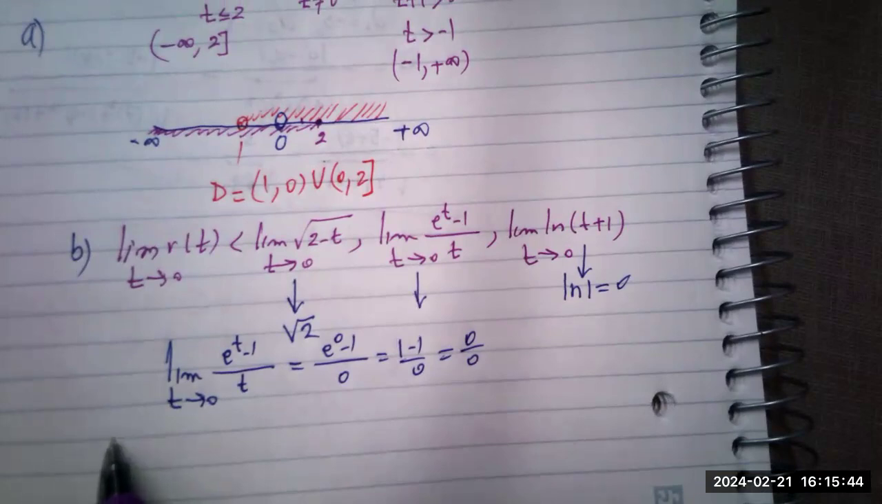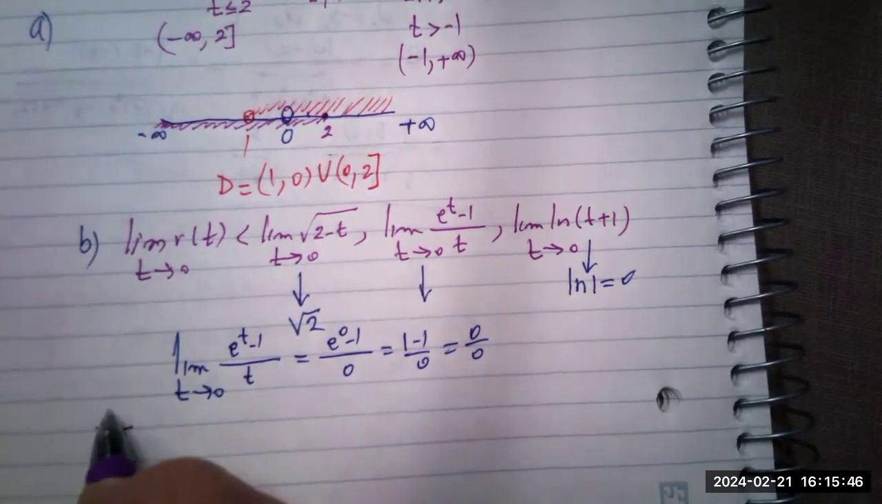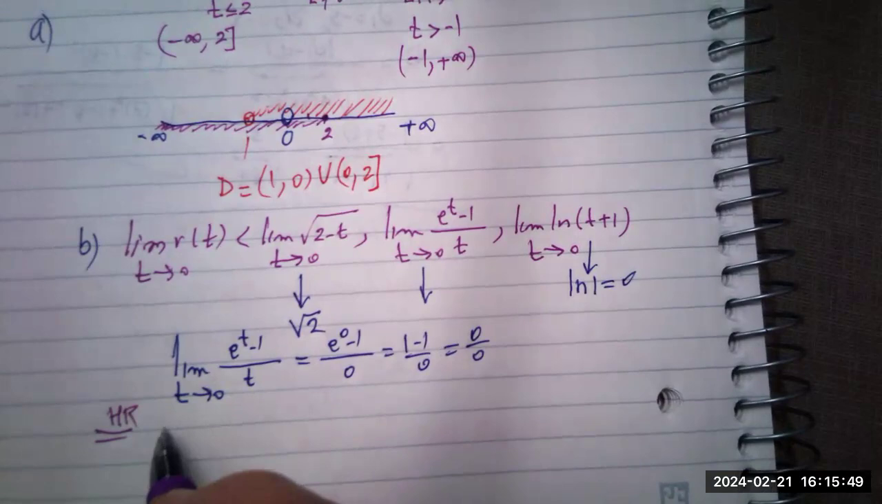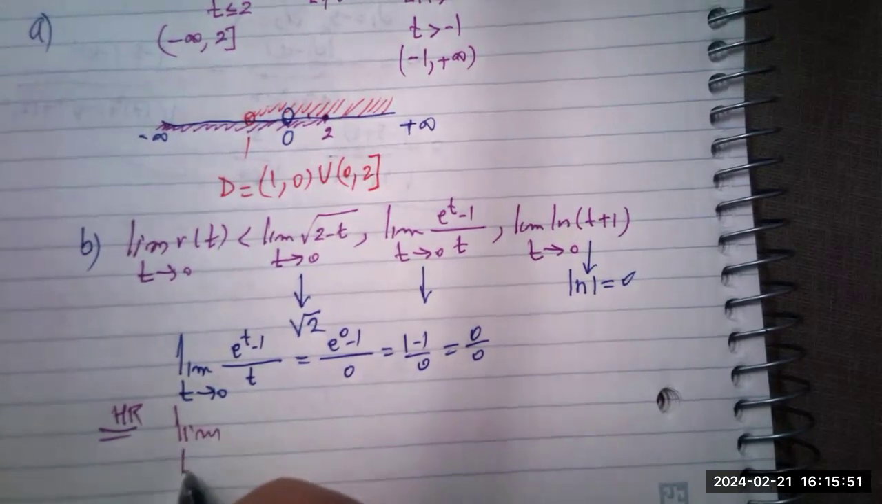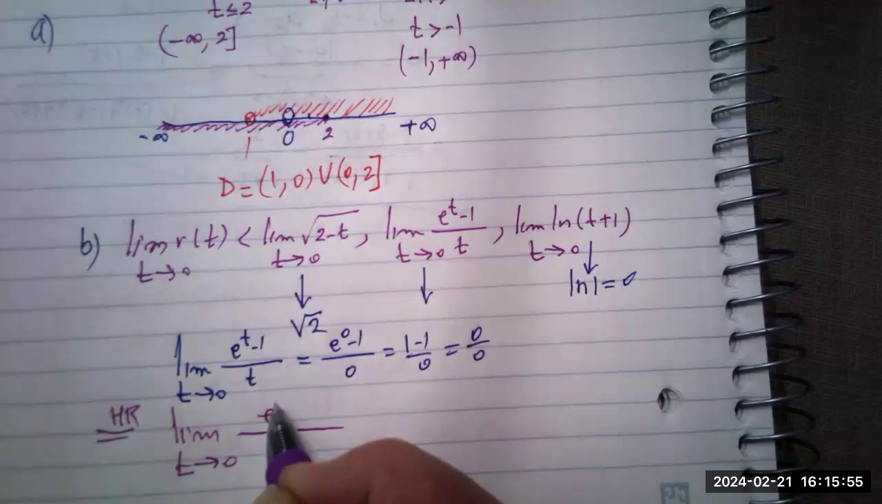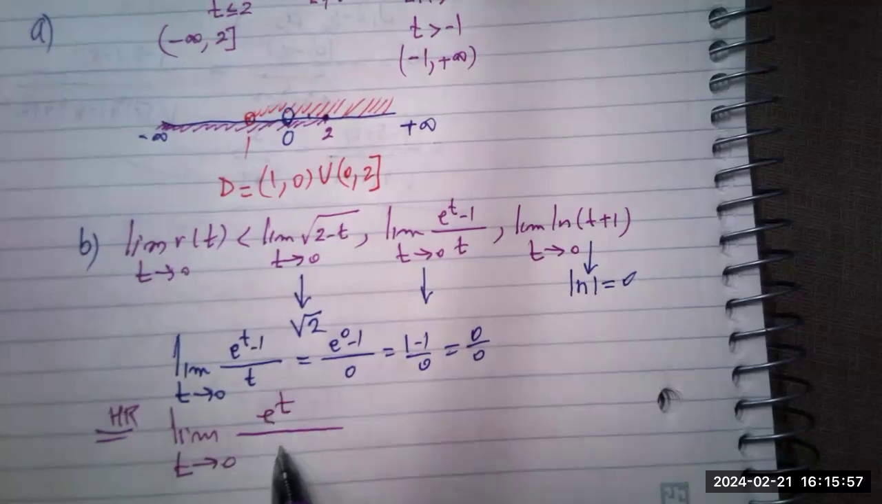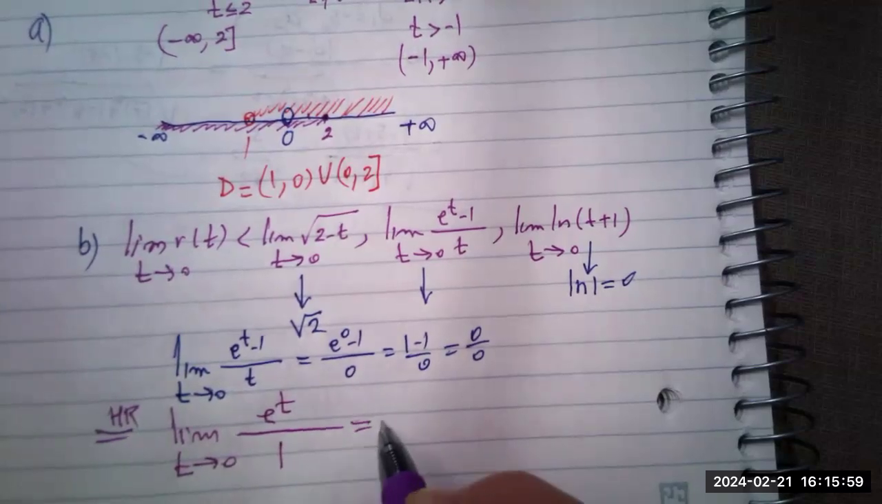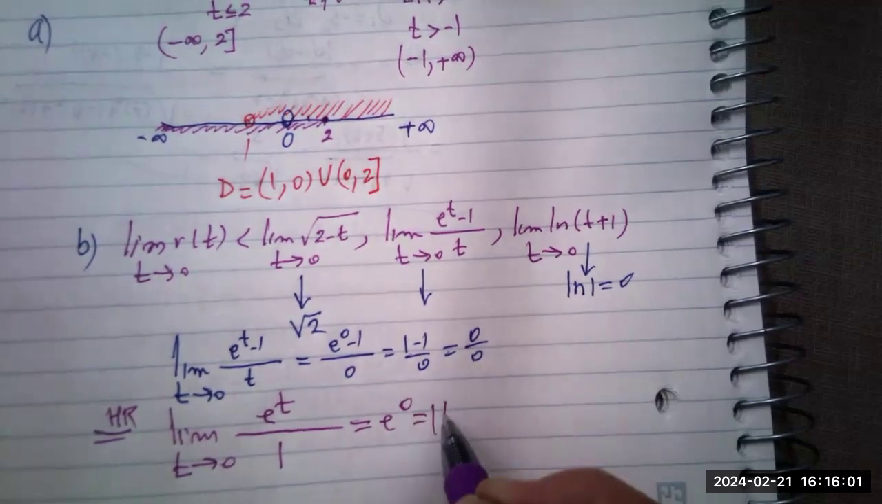So we go with the L'Hopital rule. The limit would be t goes to 0. Derivative of the top, derivative of e to the t is just e to the t. Derivative of 1 is 0. Derivative of t is 1. So that gives e to the 0, which is equal to 1.